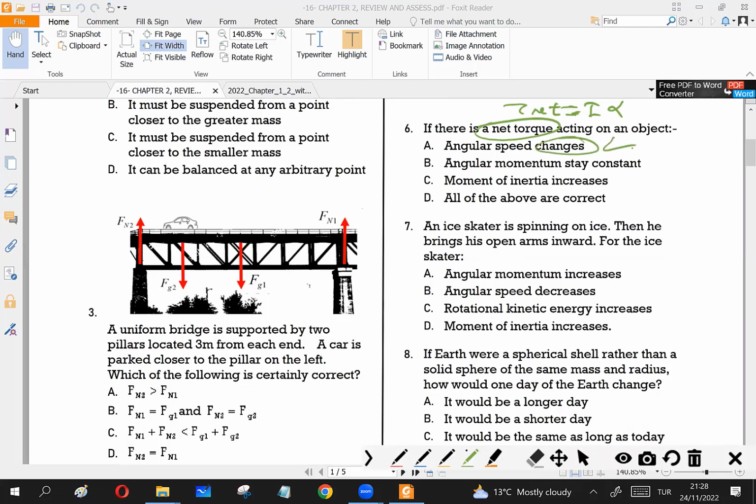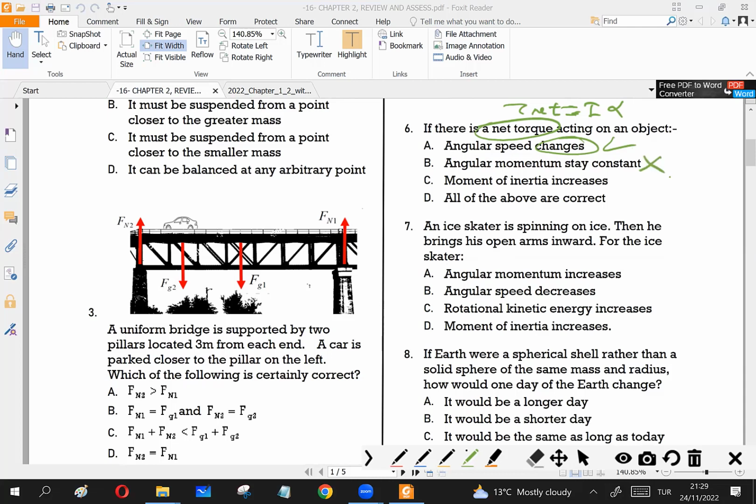Correct. Angular momentum stays constant. Impossible. We know that it's the only condition by which we change the angular momentum. If there's a net torque acting on an object, angular momentum changes. So it cannot stay constant.